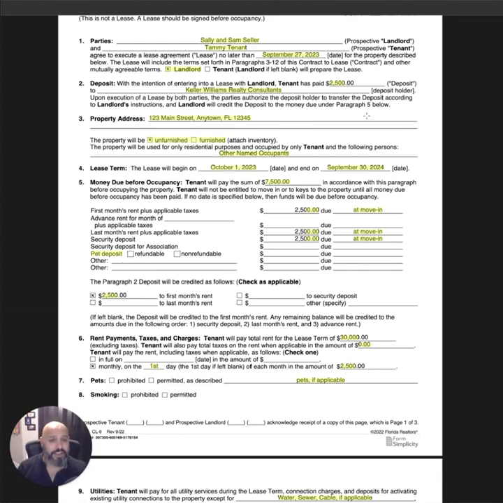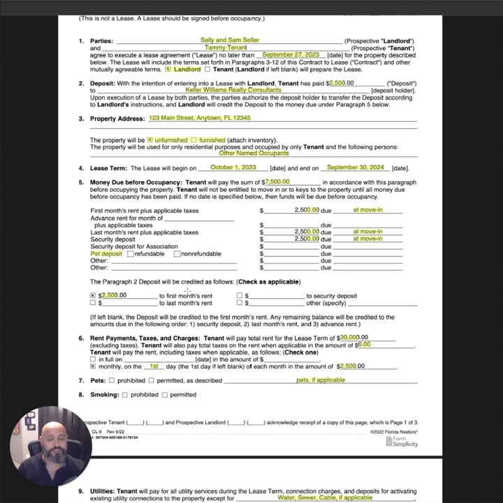Now, the paragraph 2 deposit, the $2,500 that we have paid or will pay within 2 days of contract acceptance, that paragraph 2 deposit will be credited to the first month's rent at the time of closing. When they make that deposit originally, that's a good faith deposit. That's not a security deposit. That is not the first month's rent or anything. That's a good faith deposit. At the time of closing, that good faith deposit will be applied to the first month's rent. So that's what that is.